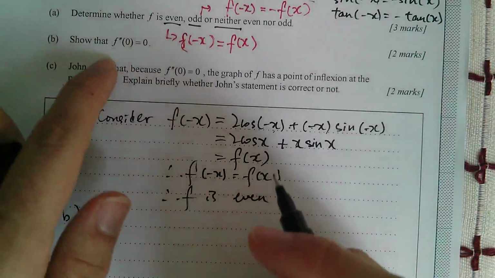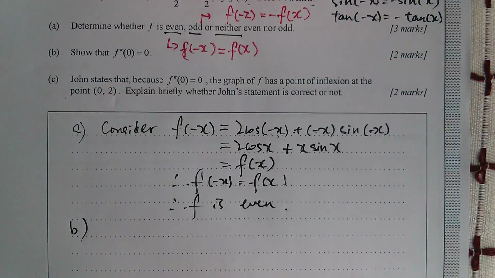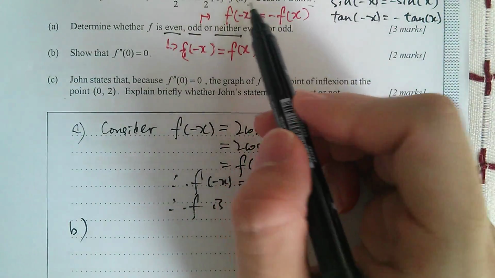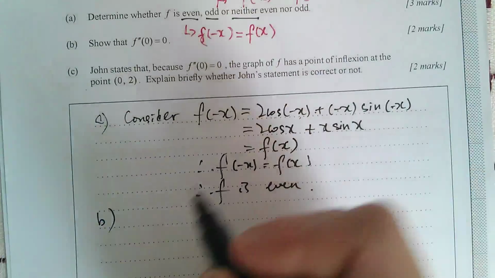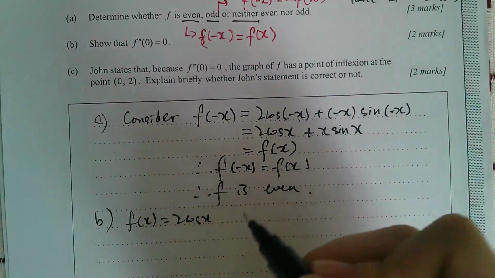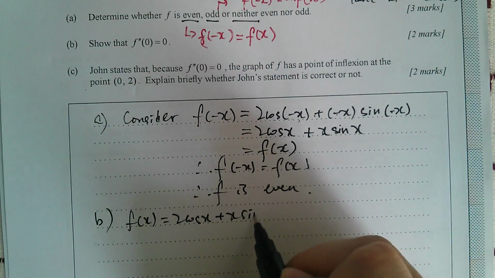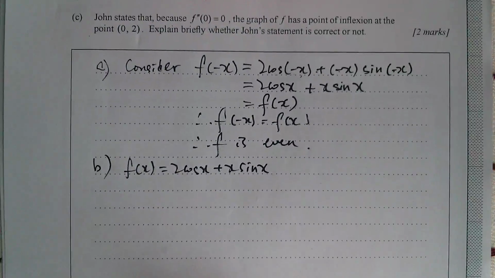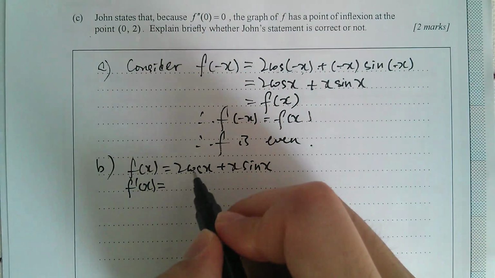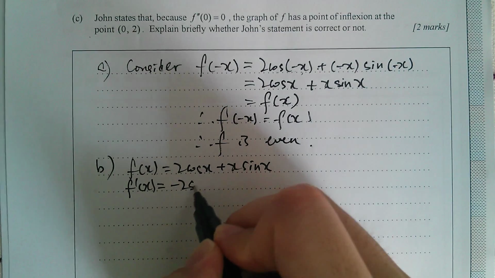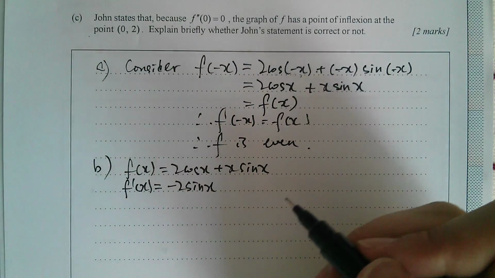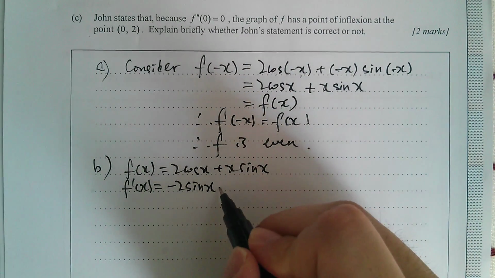Part B is quite straightforward. They want you to differentiate two times, plug in 0, and show that it's actually 0. So f(x), copy f(x) in. So what we do is we differentiate this, right? So f prime x. Differentiate cosine is negative sine. This is x times sine x. So you will need the product rule. We do the product rule here.